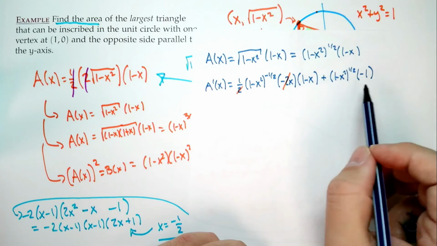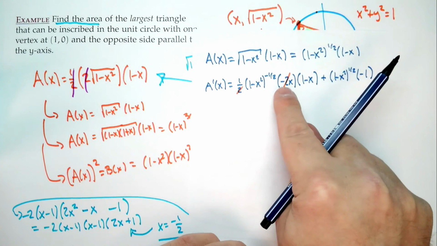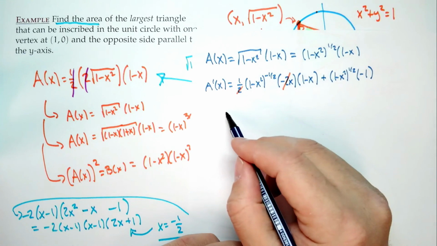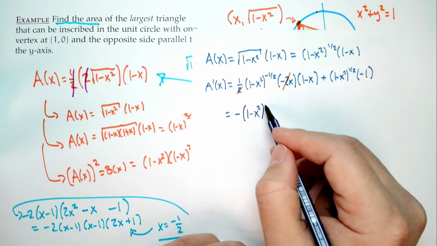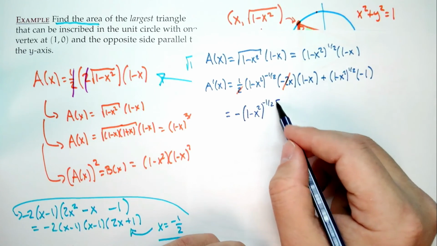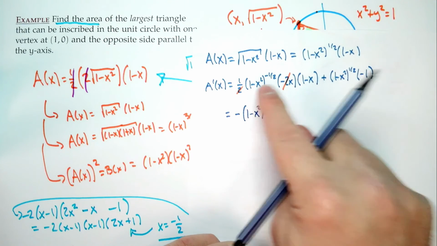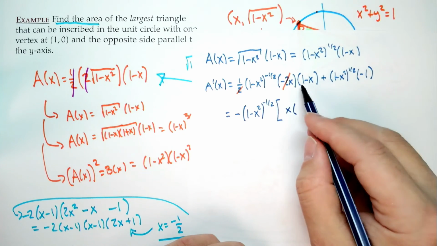So what do they have in common? Well, they both actually have a minus sign in common. Well, that's interesting. And they both have 1 minus x squared in common. So I'm going to factor out negative (1 minus x squared) to the negative 1/2. And let's see what's left. So we got the negative. We got the (1 minus x squared) to the negative 1/2. So we're left with x times (1 minus x).